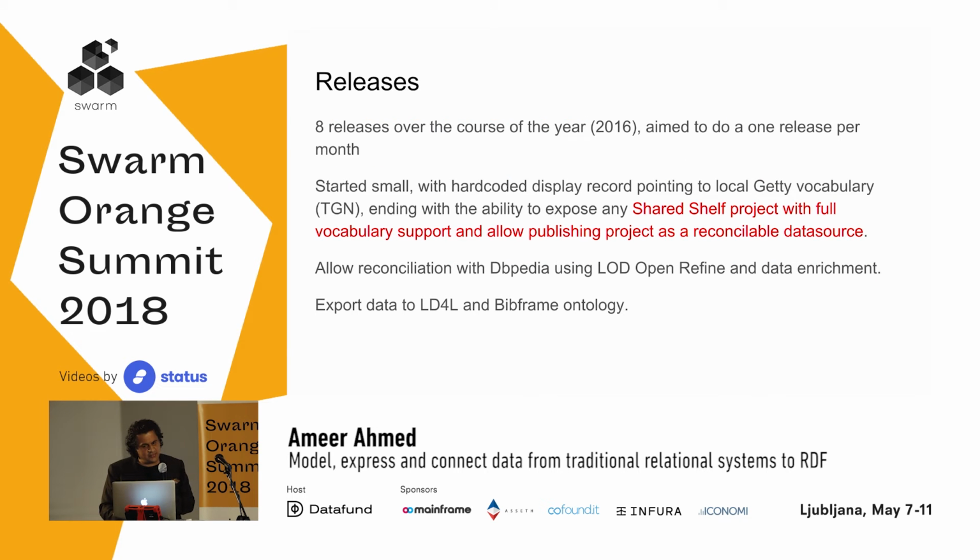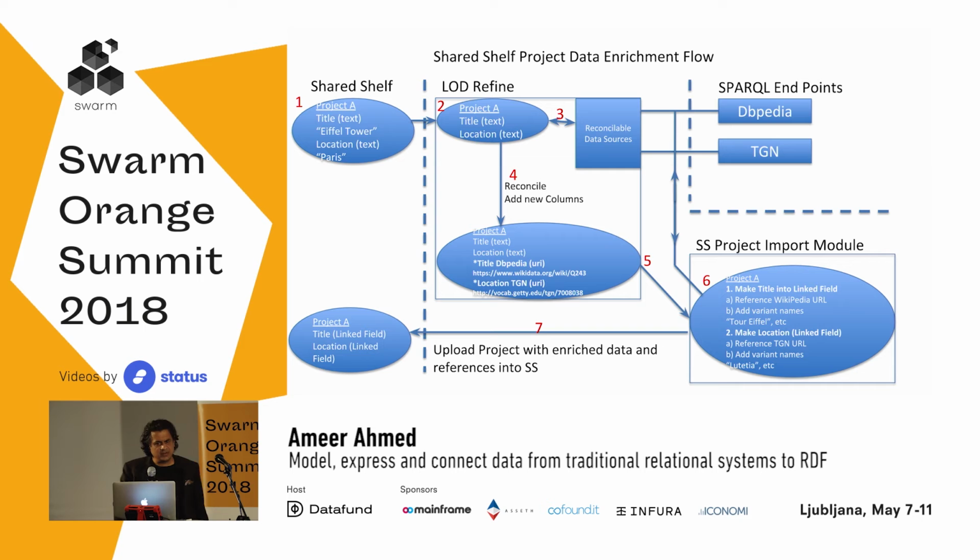I'm going to talk briefly about data enrichment, just how that process works. Imagine you have a very simple record with Eiffel Tower as the title and location as Paris. You take an export of this and import it into LOD Refine. LOD Refine is a project which allows you to work with messy data and also has links to various vocabularies in the LOD space. So we take that data and we define a particular data source, in this case DBpedia and the thesaurus for geographic names.